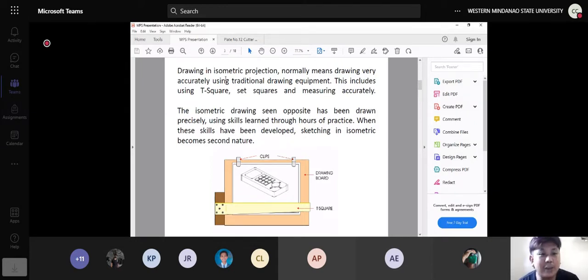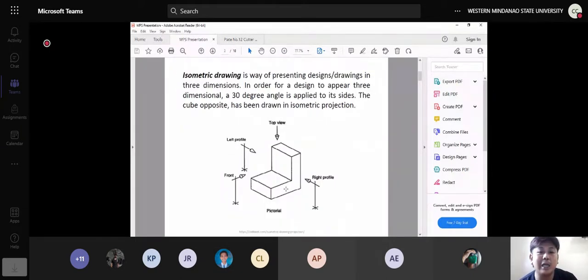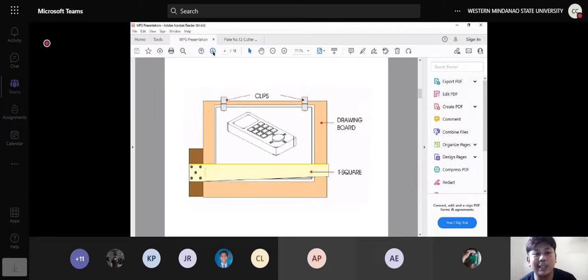The isometric drawing seen opposite has been drawn precisely using scales. In order for us to easily draw our isometric drawing, of course we need to use the 30-degree angle set square, the triangle that we call the 30-60 triangle.